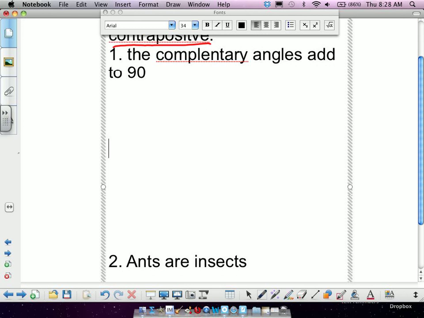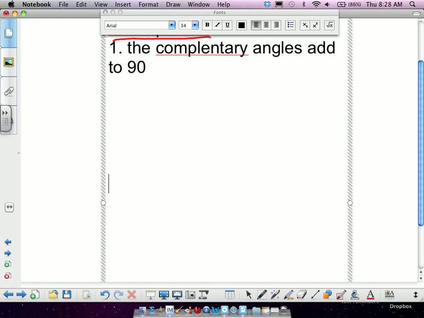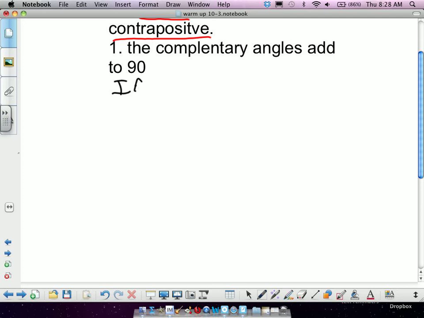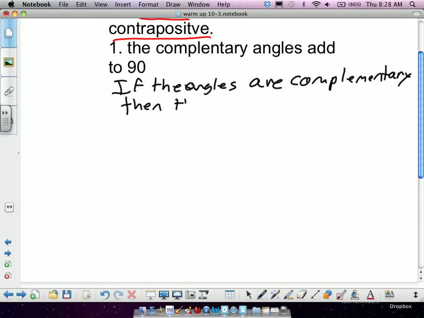All right. So we've got, if the angles, can we stop talking? Are complementary, then they add up to 90 degrees. And that's my if-then.